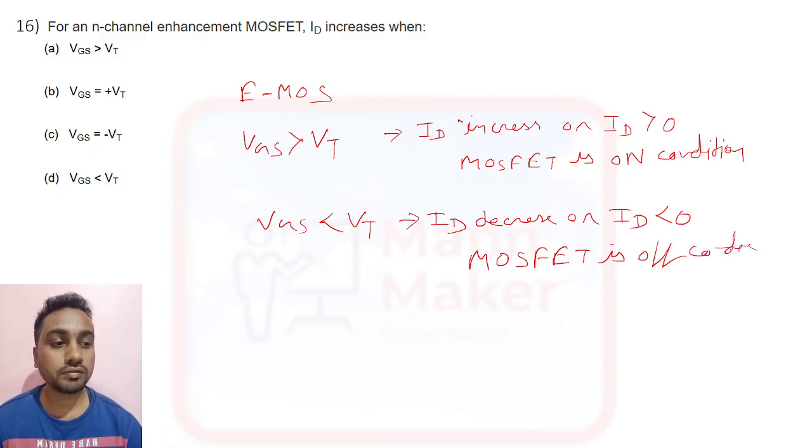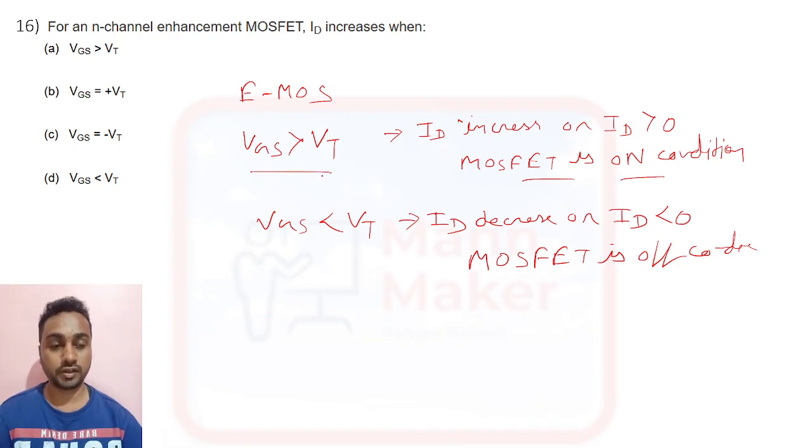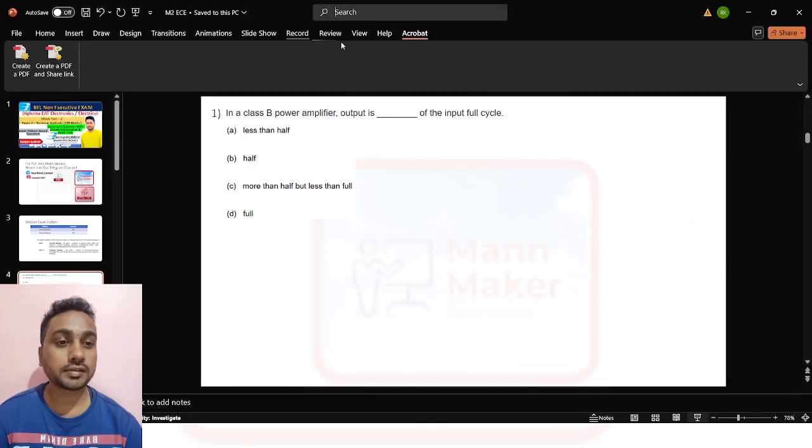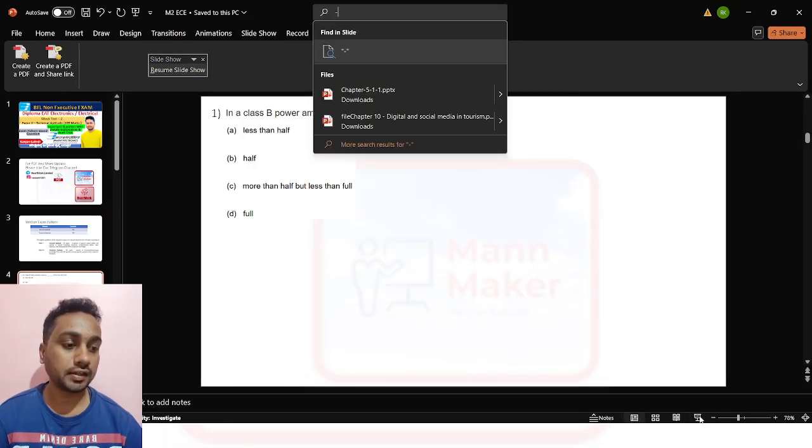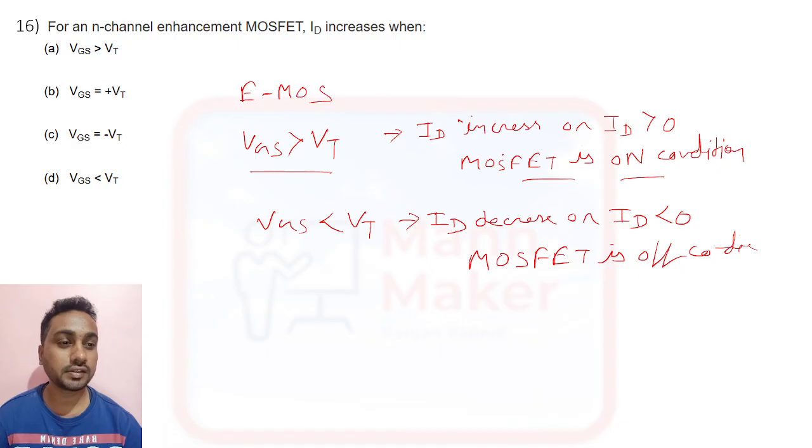Okay, so a question will come like this: which one of the following is the MOSFET in on condition? You have to give the answer VGS is greater than VT. Like this you need to remember. Here they ask ID increases. ID increases means drain current increases, in which case VGS is greater than VT. Option A is the right answer.